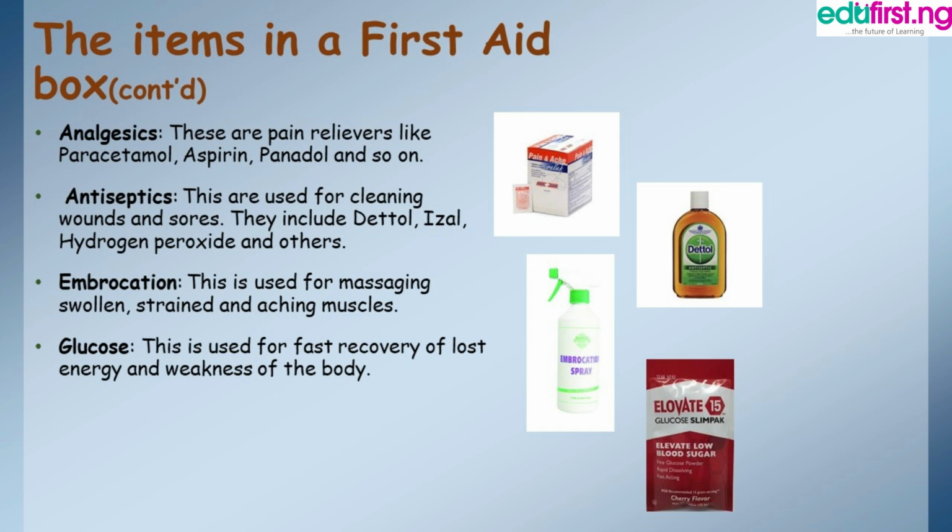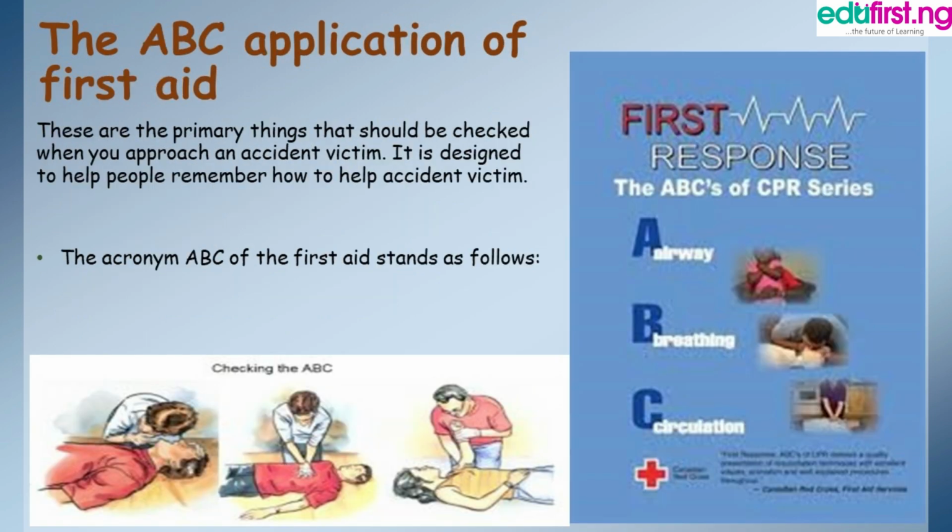So now to the ABC application of first aid. These are primary things that need to be checked when you approach an accident victim. It is designed to help people remember how to help an accident victim. So the acronym ABC is for you to help an accident victim. So A is the airway, B for breathing, and C for circulation.